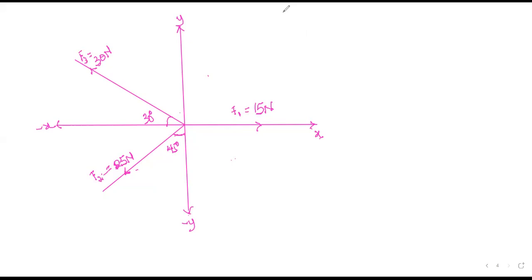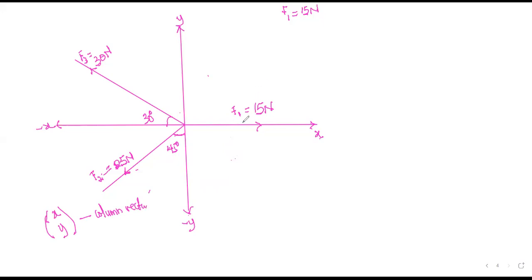Pick F1. Anna, are you there? Pick F1, resolve F1 to its vertical and horizontal components. Resolution into column vector form, we are only asking that you represent it so that the component is expressed as x, y in a column vector form.